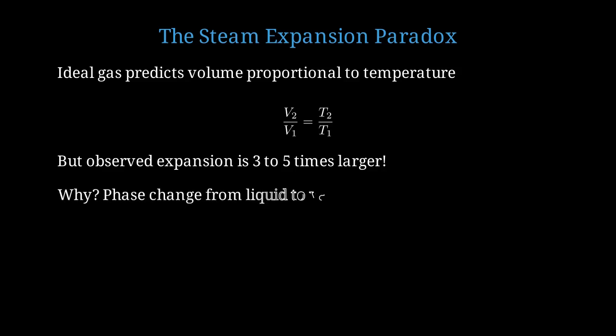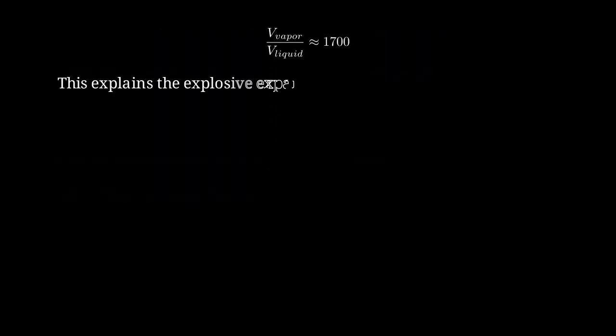Why? Because we're not just heating gas, we're converting liquid water to water vapor. This is a phase change with a huge volume change. At 100 degrees Celsius, the volume ratio of water vapor to liquid water is approximately 1700. 1 milliliter of liquid becomes 1.7 liters of steam. This enormous volume change during phase transition explains the explosive expansion of blisters. It's not just thermal expansion of gas, it's vaporization.